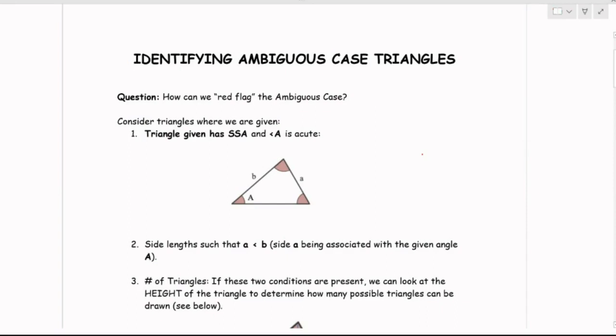I tell my students the first checkpoint is recognizing if your triangle is a side-side-angle triangle where angle A is acute. So I have a diagram here and we have side A, side B, and angle A. So side, side, angle, and this angle here is acute, meaning it's less than 90 degrees. If that's happening, you've got one checkpoint to possibly having an ambiguous case triangle.